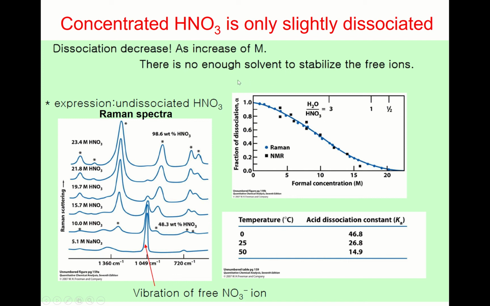The answer is that concentrated nitric acid is only slightly dissociated, not completely. Dissociation decreases as the concentration increases. This is a general fact, but the effect is more serious for nitric acid. Let's look at this figure. How do you know how much nitric acid dissociates into protons and nitrate ions?